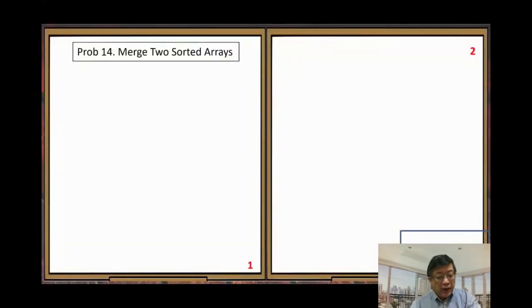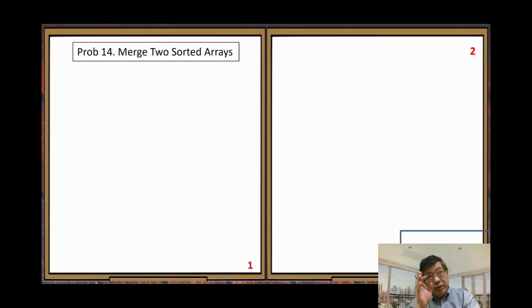All right, we work on the sorting problem, but this time we look at another different method. So this method has its advantage. So first, let's look at the problem.